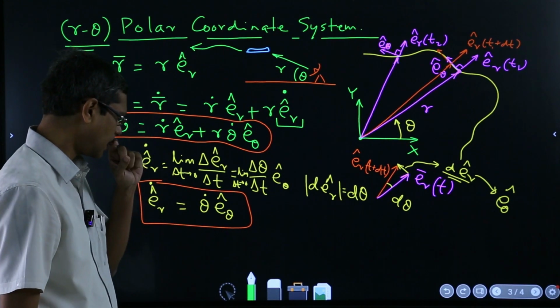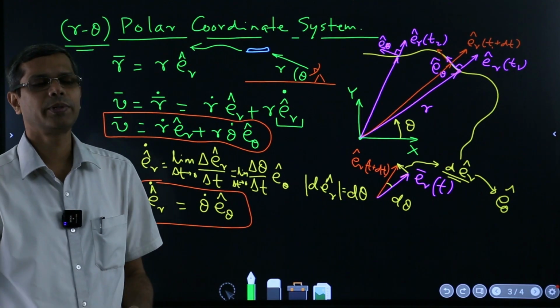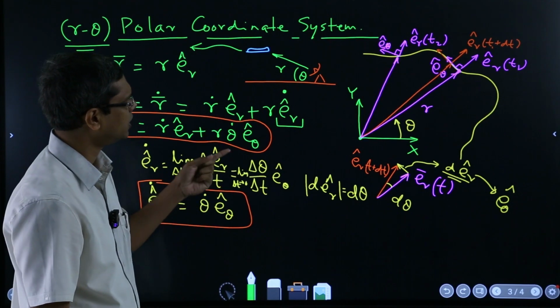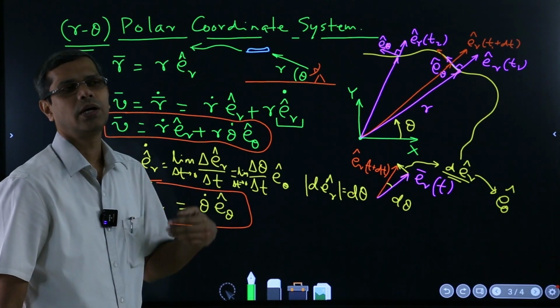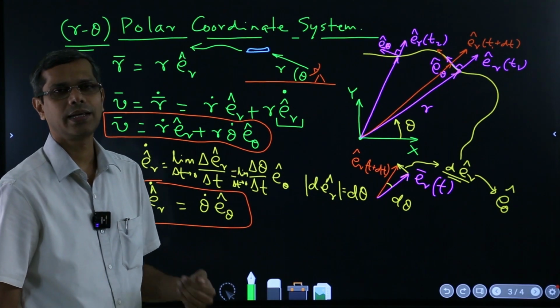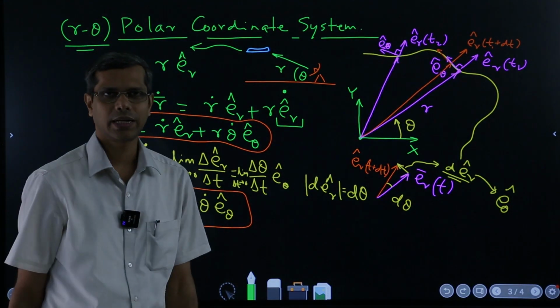And in the next segment we will be talking about another coordinate system which is very similar to this but slightly different, which is the normal and tangential coordinate system, and for short we will call it the NT coordinate system. So see you in the next segment.